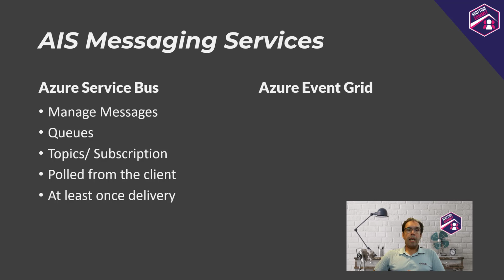And AIS messaging services guarantee at-least-once delivery. That means that the message can be delivered once to the system, and in some cases, if it doesn't come back within a specific time saying, yes, I processed that message completely, you can remove it from the queue, it might be delivered again. It's different from what you're going to see from Azure Event Grid.